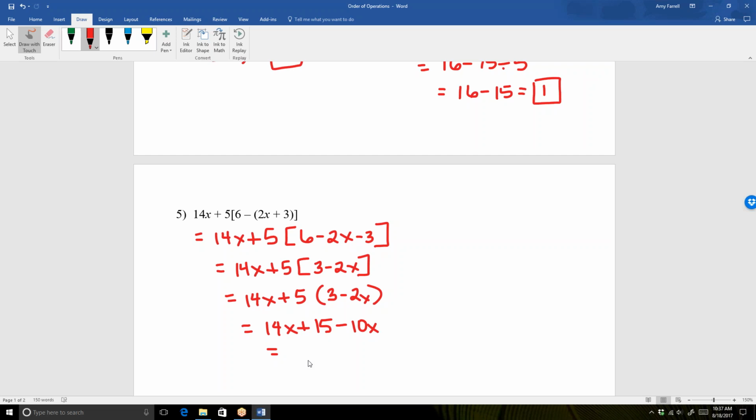And then the very last thing we want to do is add and subtract from left to right. Now, technically, this addition comes first. It's on the left here, but the 14x and the 15 are not like terms. So I do need to combine like terms. So 14x minus 10x would be 4x. And then I have plus 15. And again, these are not like terms, so this would be our final answer here. So I just wanted to throw in an example with variables as well to apply it to algebra.